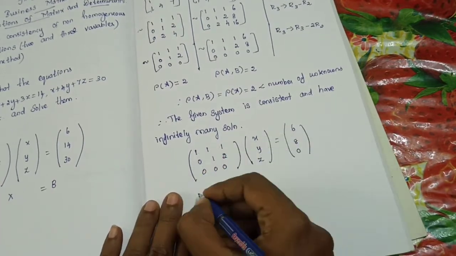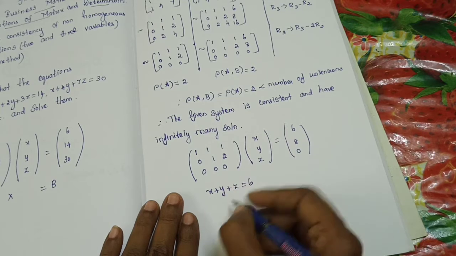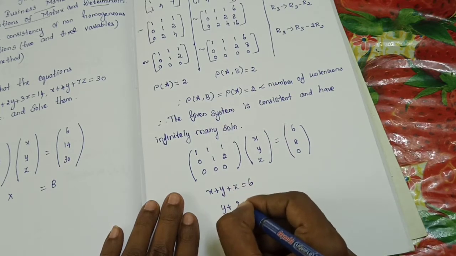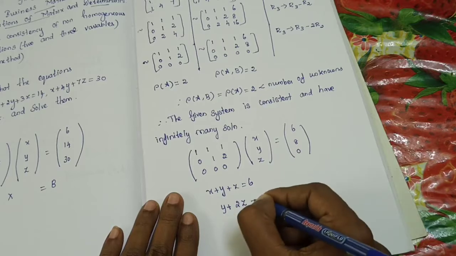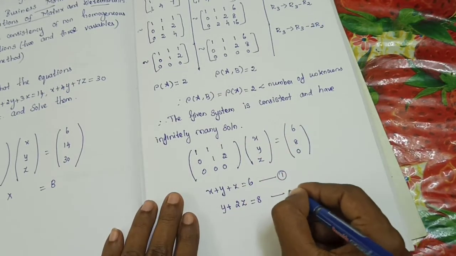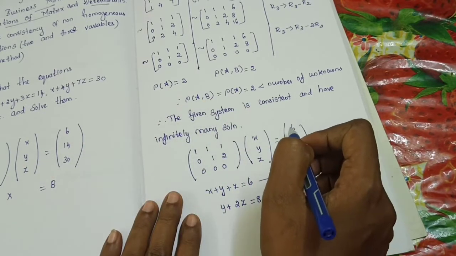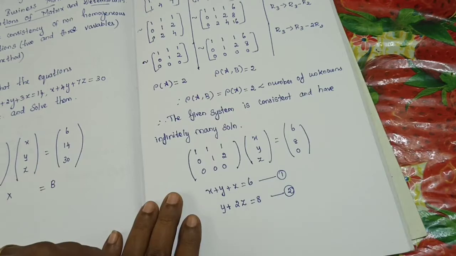Now, how will you form the equations? X plus Y plus Z is equal to 6. Then Y plus 2Z is equal to 8. Let us consider this equation as 1 and this equation as 2. So you know it is consistent and has infinitely many solutions.